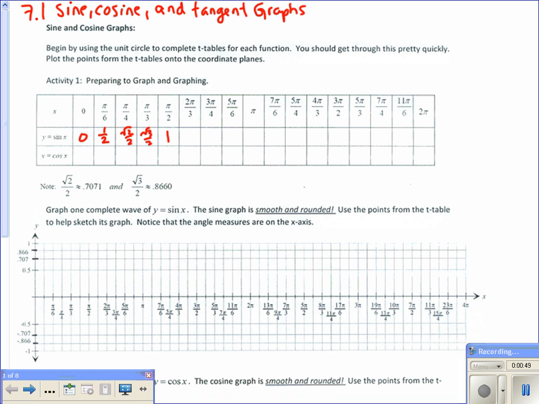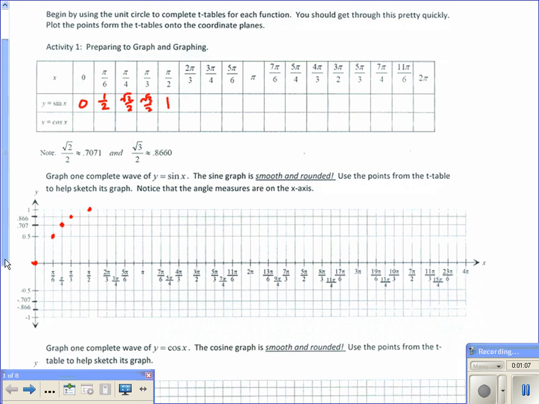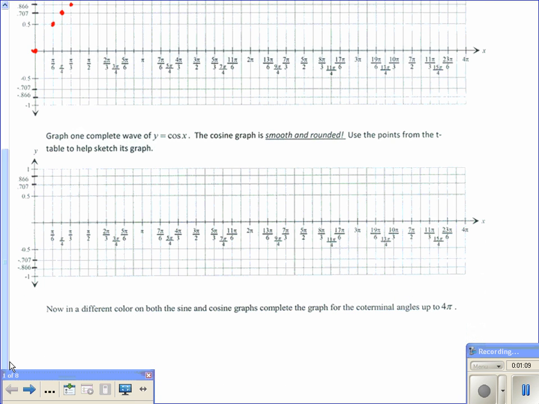So we'd have the sine of 0 is 0. Pi over 6 is 1/2. Then we get pi over 4, root 2 over 2, pi over 3, root 3 over 2, and then pi over 2, 1. So you're going to continue that for all of these numbers. And you're going to do the same thing for cosine. And then after you do all that, in a different color, complete the graph for the coterminal angles up to 4 pi.